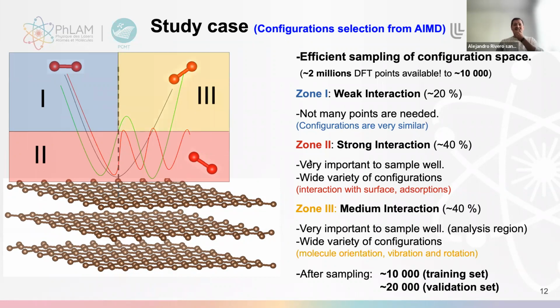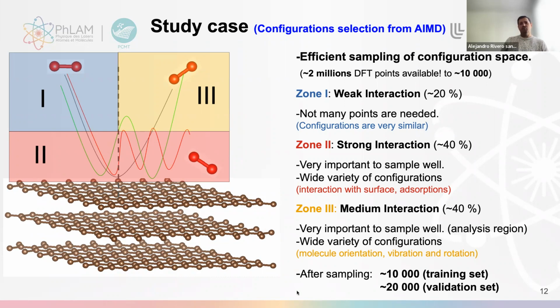And region 3, which we call medium interaction, is also very important to sample well, because it's the analysis region. And we have a wide variety of configurations. Here we have all the configurations that depend on the molecular orientation. And we also have the vibration and the rotation that can happen after the collision with the graphite surface.